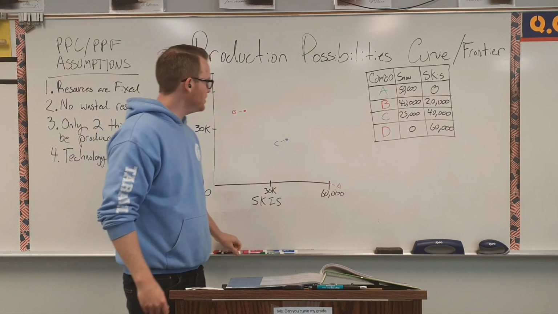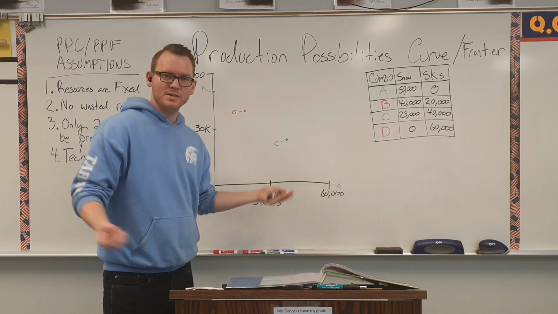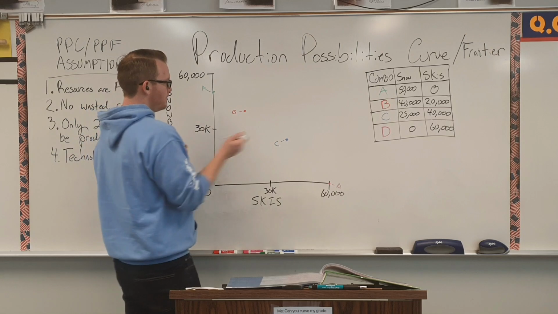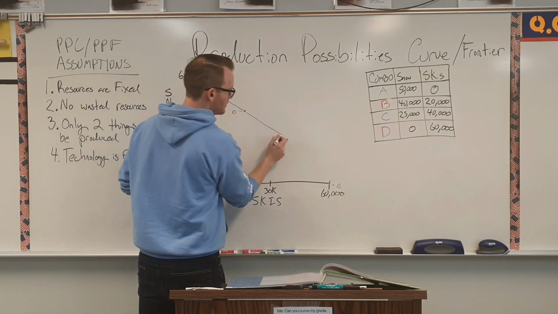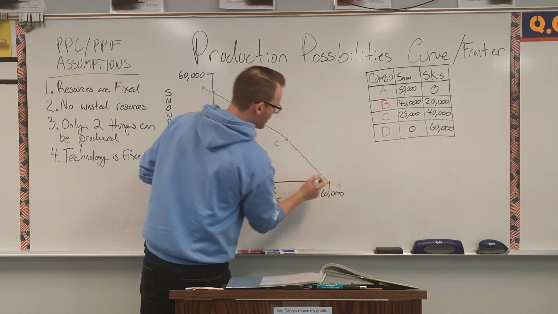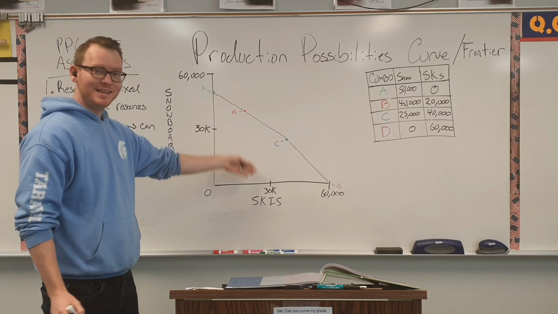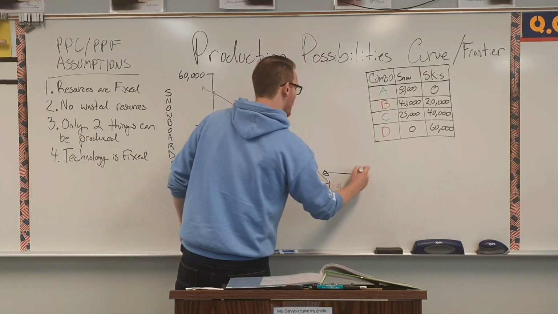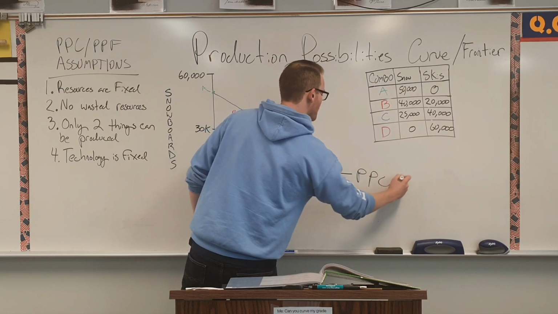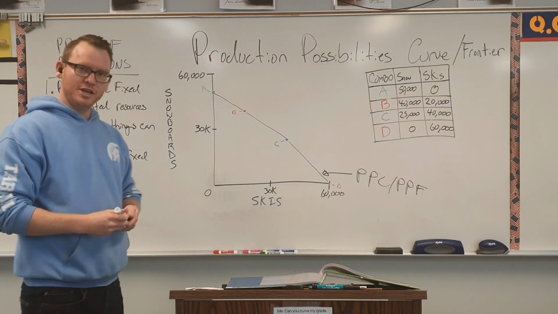Well, now what do we do? So we have these various points and really anything in between. Now, what we're going to do is we're going to connect the dots here. Right? And this line or this curve or this frontier is going to be called our production possibilities curve or production possibilities frontier. All right, we'll use that interchangeably.